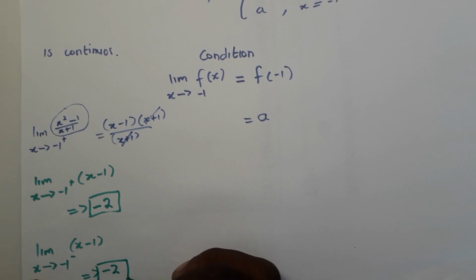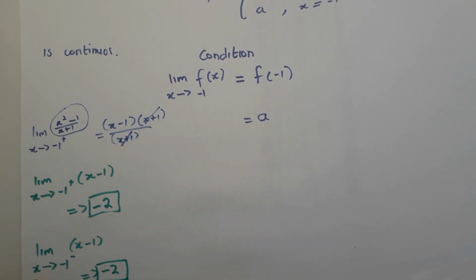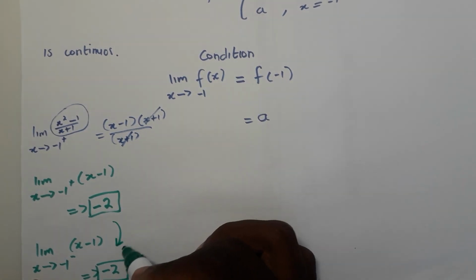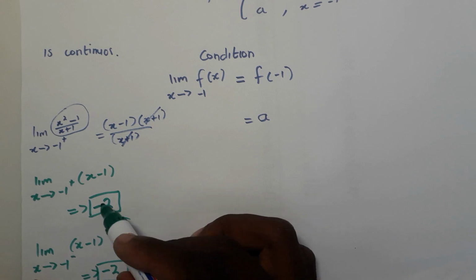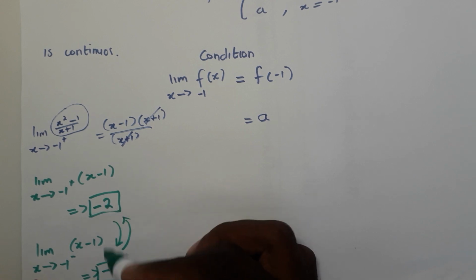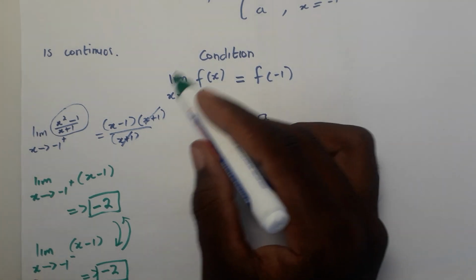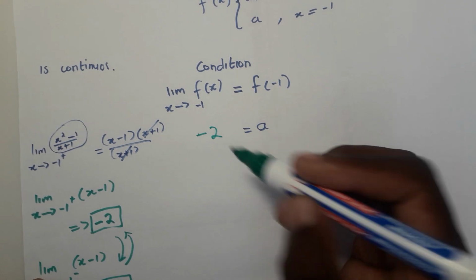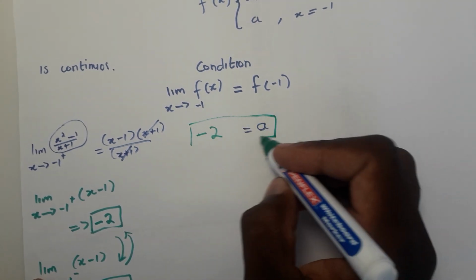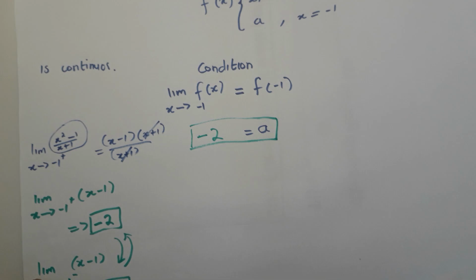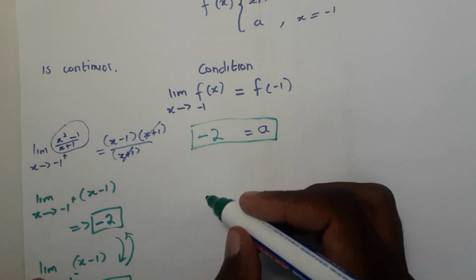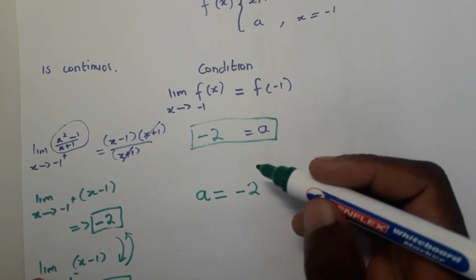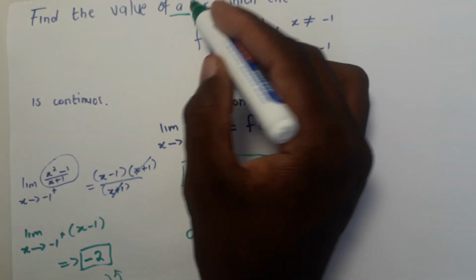I don't want you guys to memorize this because you actually need to understand what you have. Since we found that this limit exists, because if we had got different numbers, then the limit does not exist, the limit is -2. This is the basic knowledge that you need to have; you don't need to go long distances. So now we find that our value of a must be -2. So we have found the value of a here.